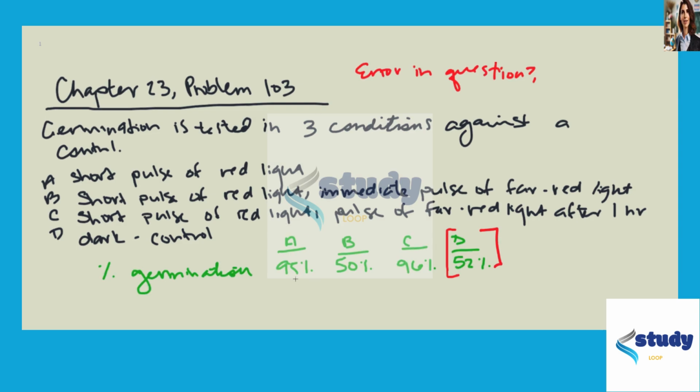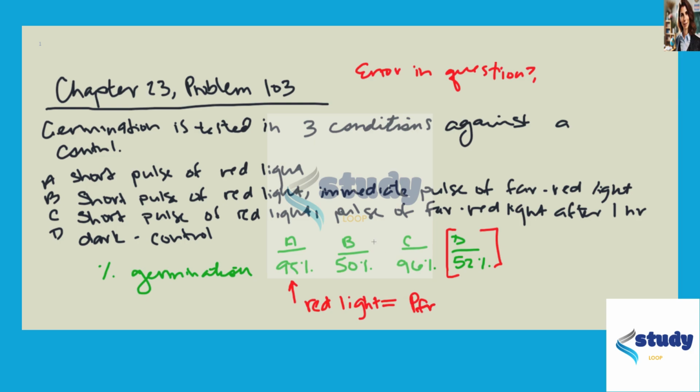And you can see that there's only a 52% germination rate. In contrast to that, when red light is applied, there's a 95% germination rate. So what we can see here is that when comparing to the dark control, red light is beneficial to germination. Remember, of course, that what red light does is it converts phytochrome to its active form, PFR.